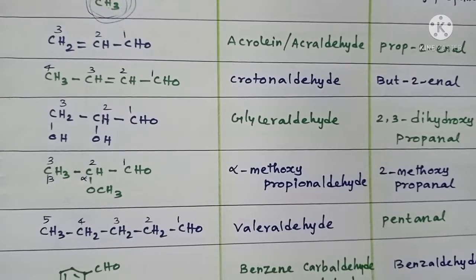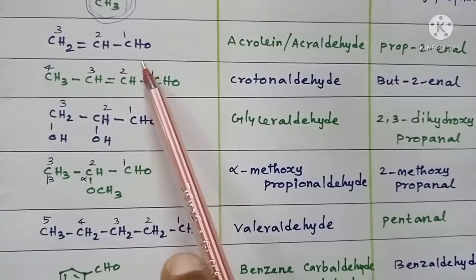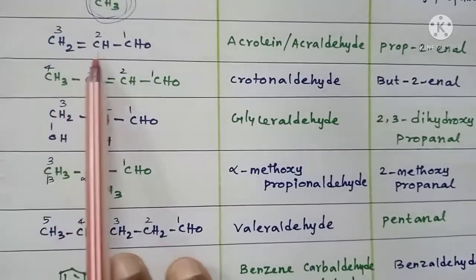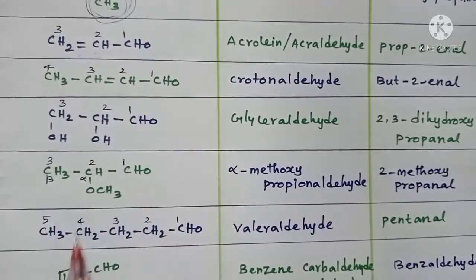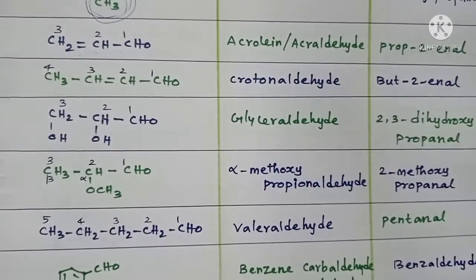The next compound formula CH2=CH-CHO. An aliphatic unsaturated aldehyde. Aliphatic, a double bond is there, so unsaturated aldehyde, isn't it? Which is called acrolein or acroaldehyde. So an aliphatic unsaturated aldehyde with 3 carbon atoms is called acrolein. That you have to remember the name.